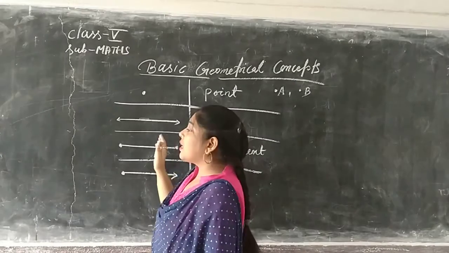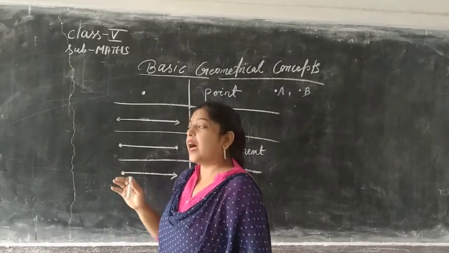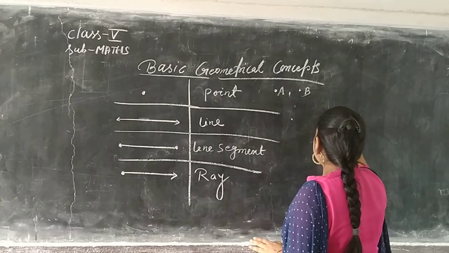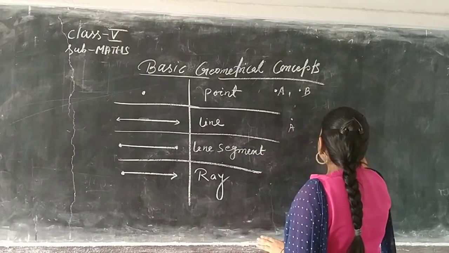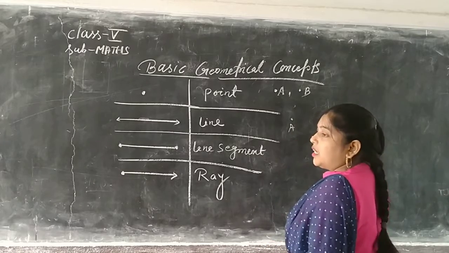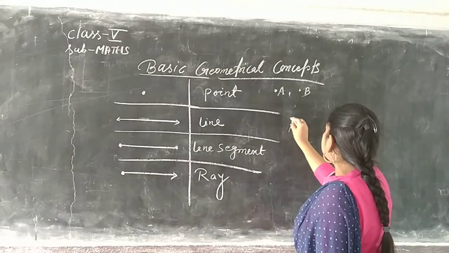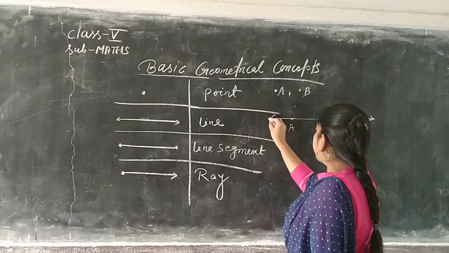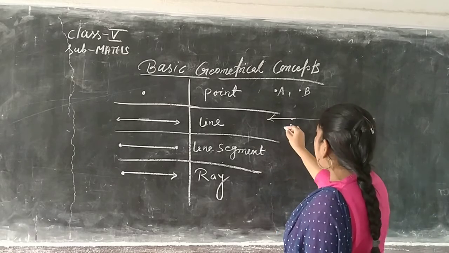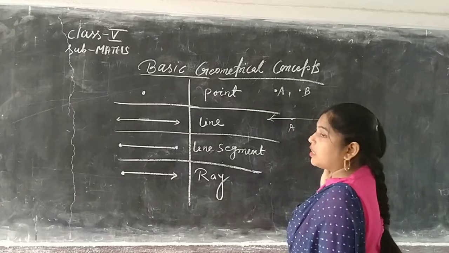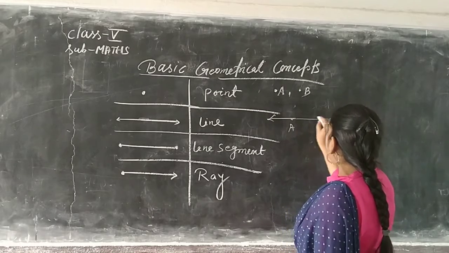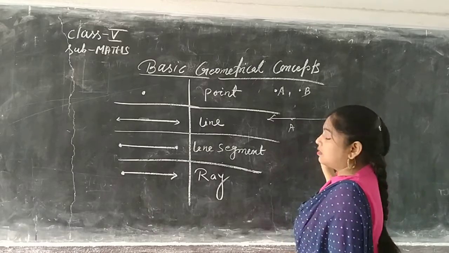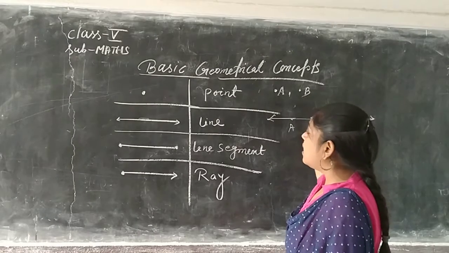How can we represent the line? Just as two points are given, A and B. Are these points the line? No. If we make this line with arrows showing its directions, it does not end, meaning it does not have a definite length. So this type of representation is called a line.